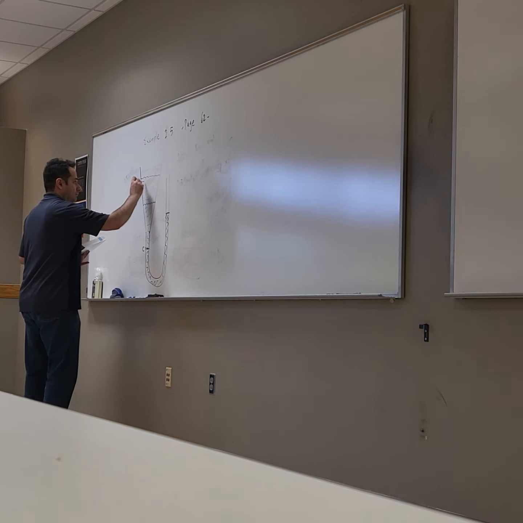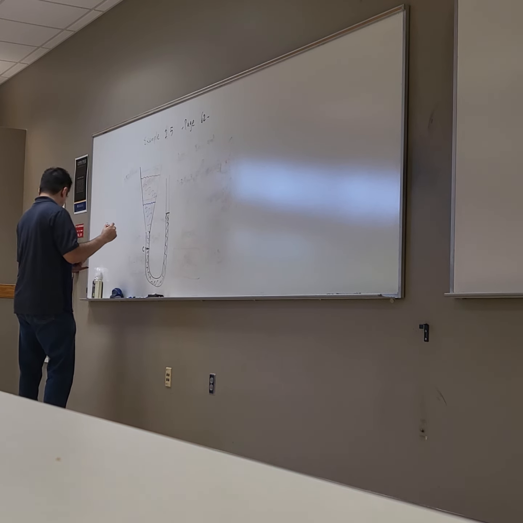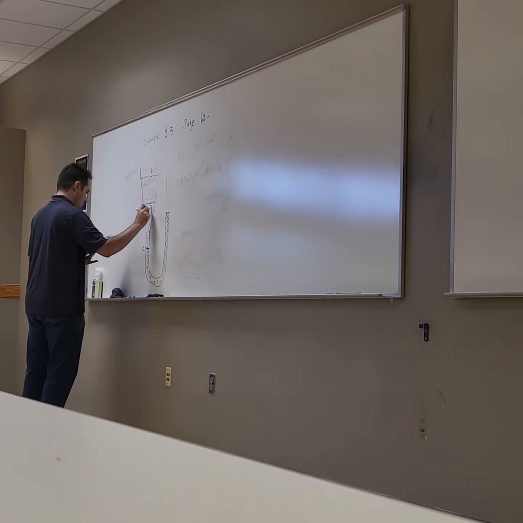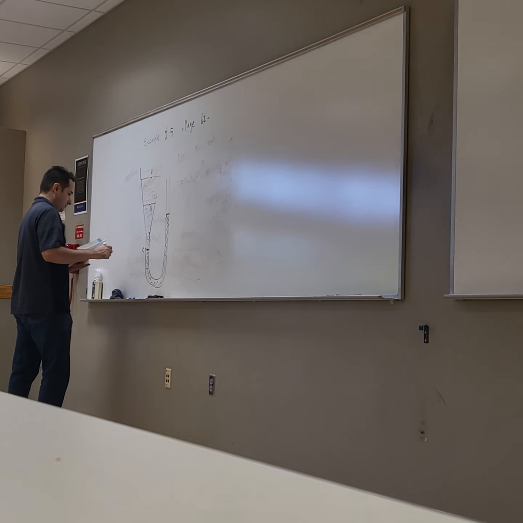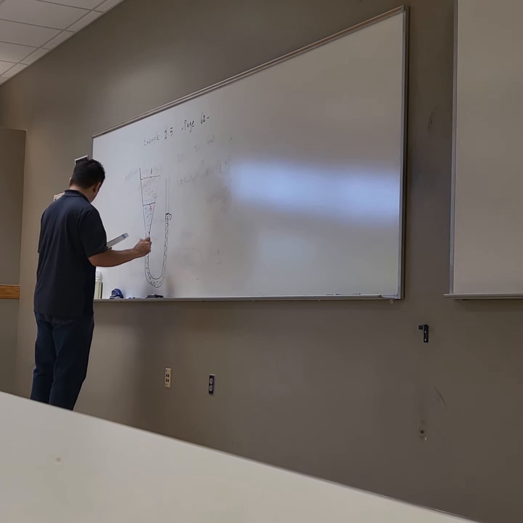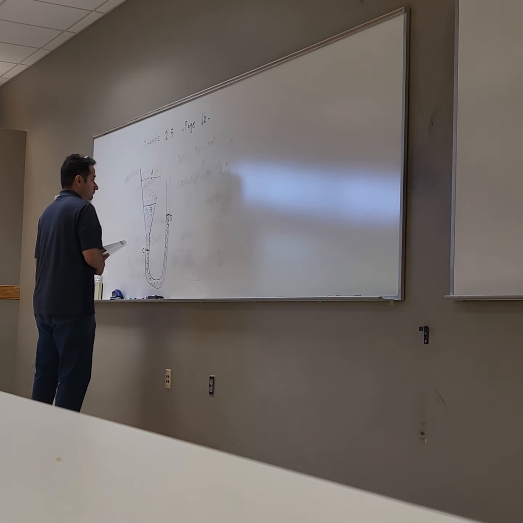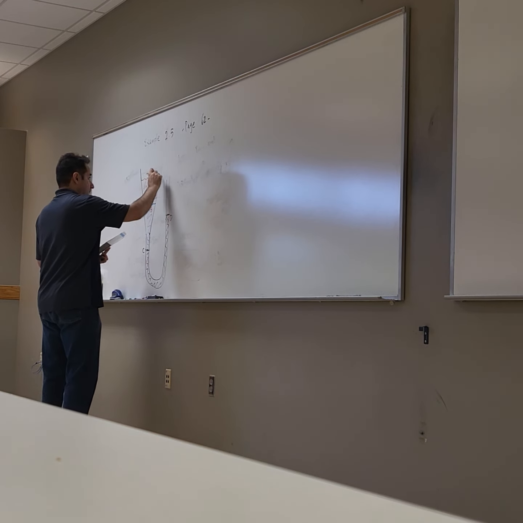My tube is not very consistent. Yeah, not consistent too. That's going to mess up the Bernoulli's principle. What's the first one? Too much chocolate milk.